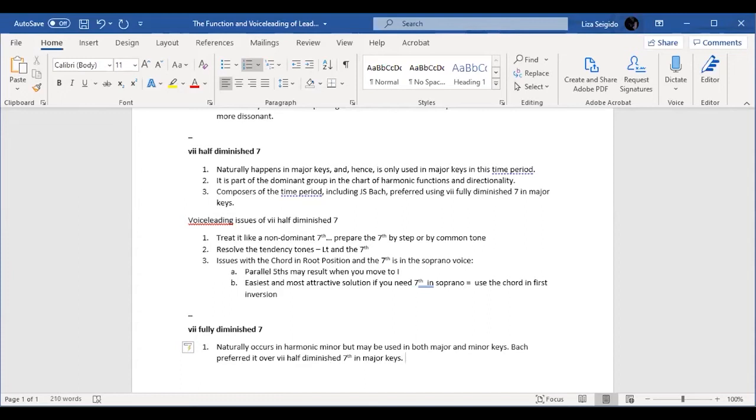All right, first point. It naturally occurs in harmonic minor, but may be used in both major and minor keys. Bach preferred it over seven half diminished seven in major keys. Why? Bach loves dissonance. All right, number two. It's part of the dominant group in the chart of harmonic functions and directionality. That means it wants to go to the tonic.